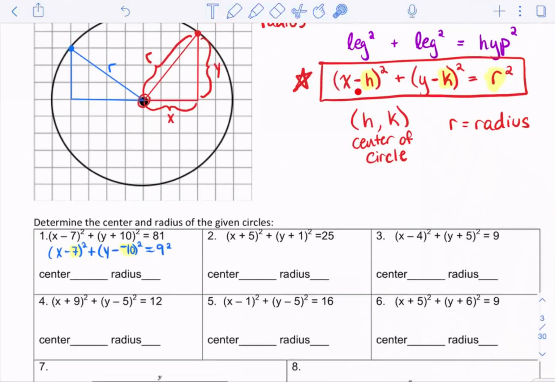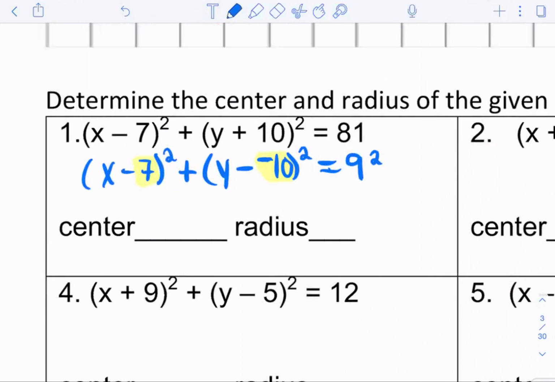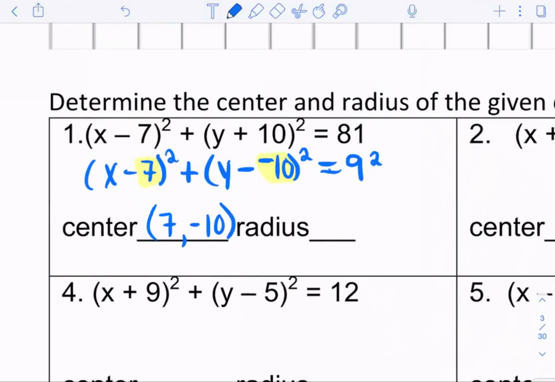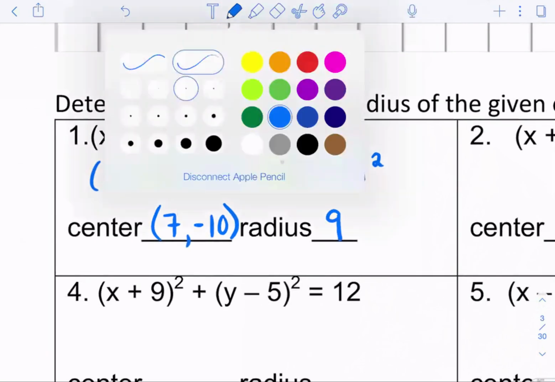That's the trick, and that's exactly what I wanted us to think. It's x minus whatever the x value is here. So it's x minus 7. You actually take the opposite value. So we're not looking at that minus sign. We're only looking at that number. So the center would be, oh, excuse me, 7, comma, -10. Exactly. And the radius is 9.